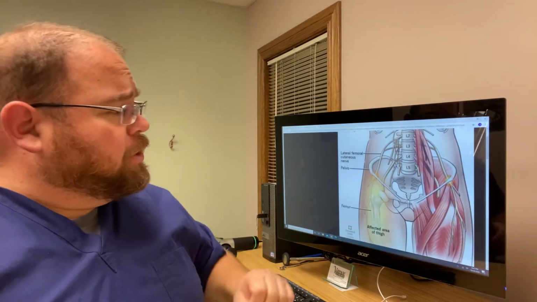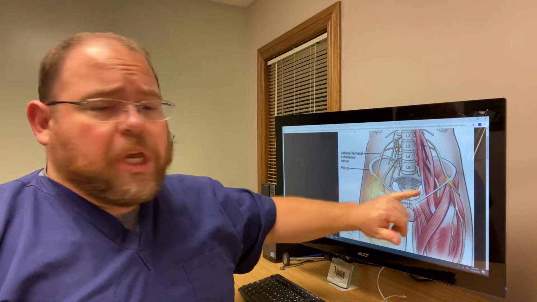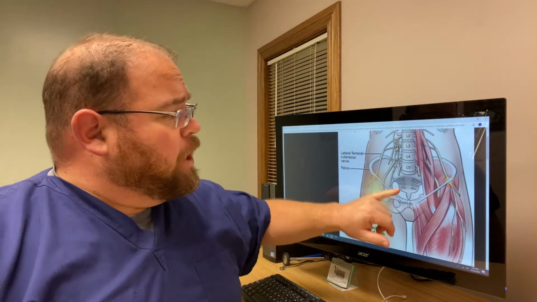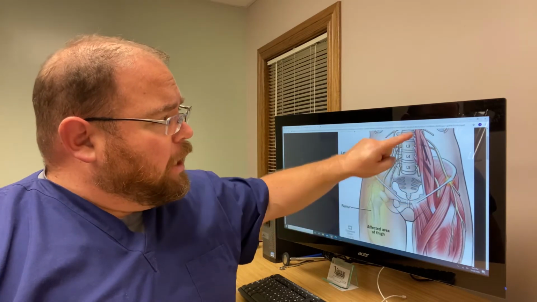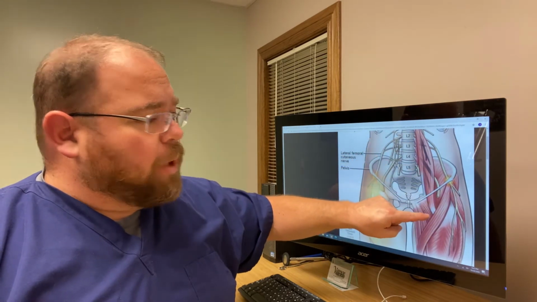So here's a picture of where the impingement occurs with meralgia paresthetica. You can see the nerve comes right through here under this ligament that goes across, and here you have the iliopsoas muscle that goes right there with it. So he had injured himself in extension while he was painting a tall wall, and then the next day couldn't get out of bed and his leg was numb on the thigh.